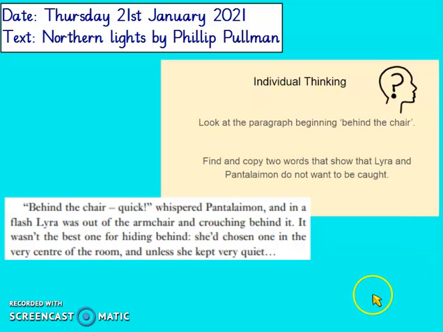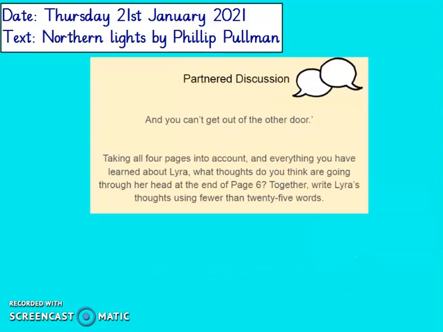Great. So the 2 words you should have found were hiding behind. We know that if you're hiding, you don't want to be caught. So they are the 2 words that show they don't want to be caught. And you can't get out of the other door.